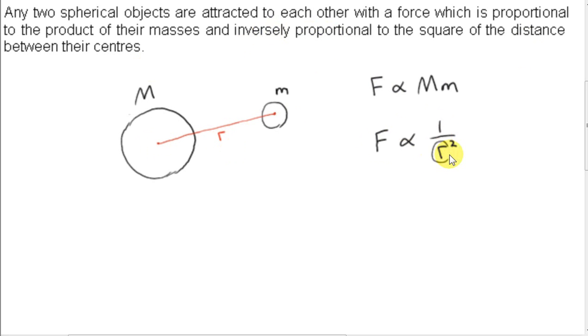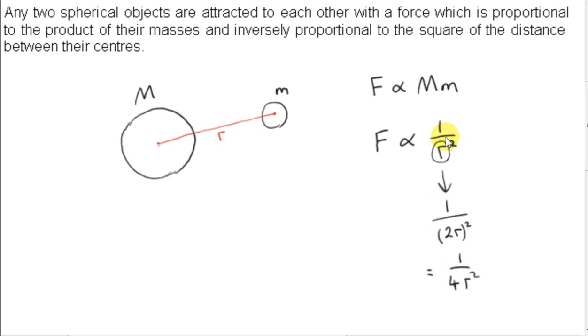So it means that if we replace r with say 2r, if we double the distance between the centers of the two spherical masses, what happens to the force? I'm replacing r with 2r. I've doubled the distance between the centers of the two masses. Well, what will this work out to? This works out to 1 over 4r squared.